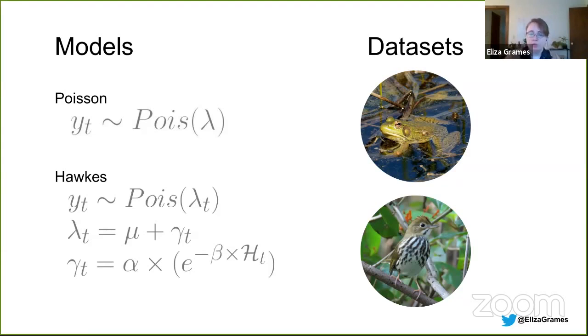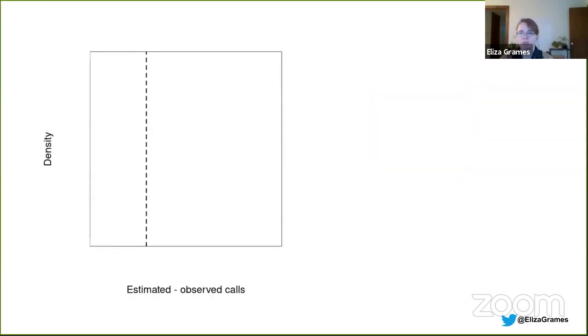And so now I'm going to walk you through essentially the model performance and how well the models performed on the different data sets. I'm going to show you several graphs that all look like this. So I'm going to orient you first.